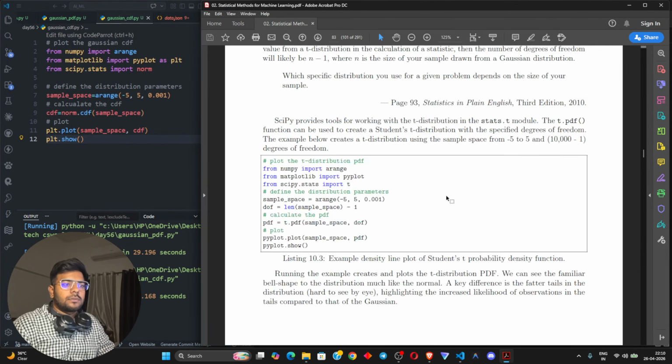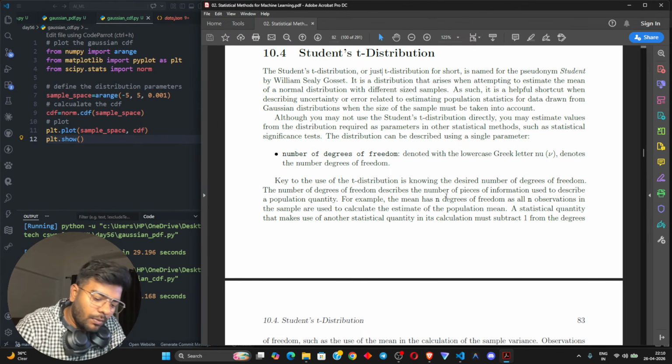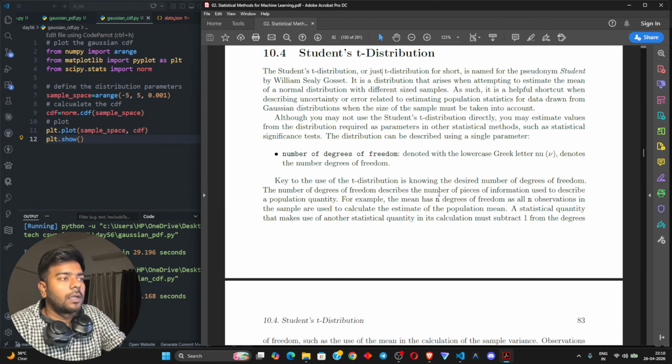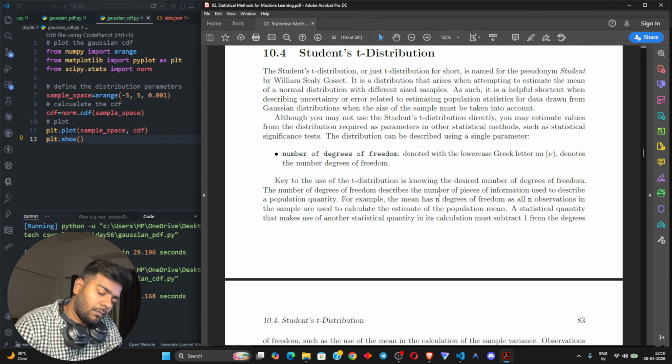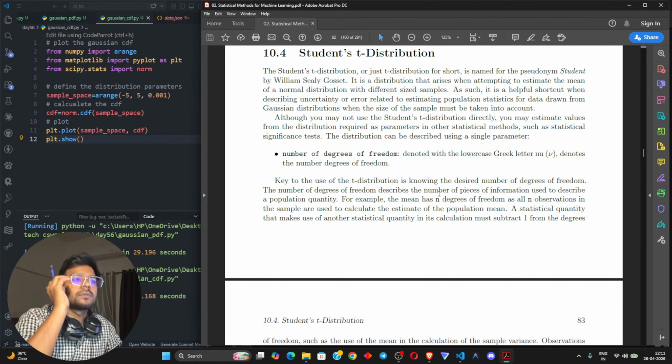Student's t distributions. The student's t, ये मेरे लिए नया है. ये क्या है भैया? Student's t distribution, or just t distribution for short, is named after the pseudonym Student by William C. Gossett. It is a distribution that arises when attempting to estimate the mean of a normal distribution with different size samples.